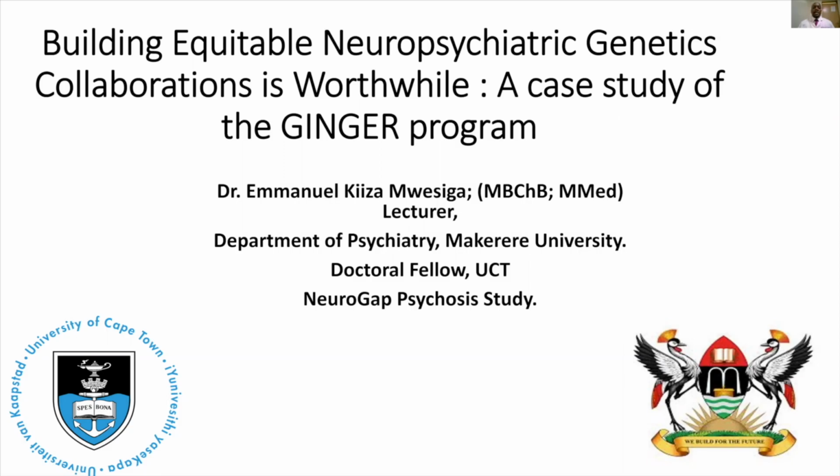Hello, everyone. Dr. Emmanuel Mwesiga. I'm a psychiatrist in the Department of Psychiatry at Makerere University in Uganda, and I am also a doctoral fellow at the University of Cape Town, funded by the NeuroGap Psychosis Study. I'm here to, in the next few minutes, make a case for why building equitable neuropsychiatric genetics collaborations is worthwhile, and I'll use myself and a case study of the Ginger program where I was a fellow for the last 3 years.